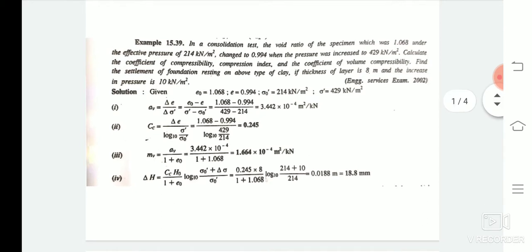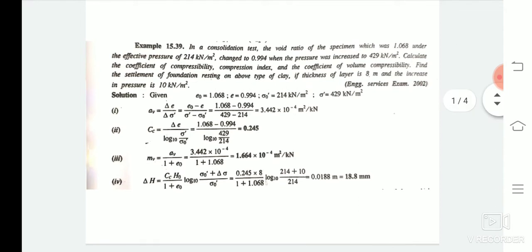So here, what are the given parameters? The initial void ratio, e naught, is given as 1.068. The final void ratio is given as e equals 0.994, and the initial pressure, sigma naught dash, is given as 214 kN per meter square, and the final pressure is given as sigma dash equals 429 kN per meter square.